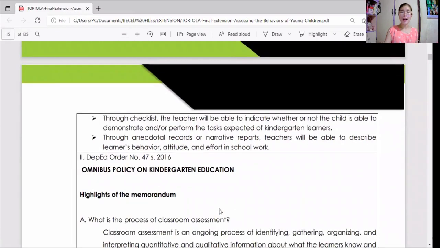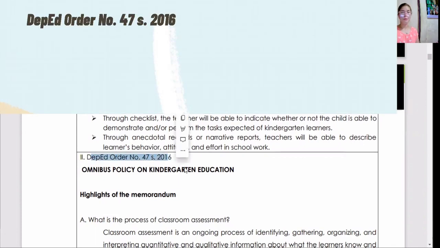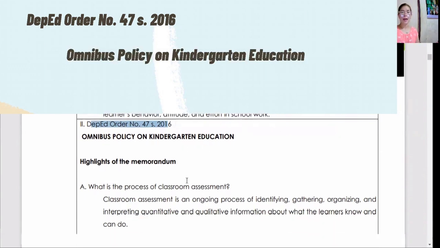Okay, let's have another guide or another guidelines for assessing young children. So another guidelines is DepEd Order number 47, series of 2016. This is also known as the Omnibus Policy on Kindergarten Education. I just wrote here the highlights. Now, if you want to see the details of the memorandum, you can always check this one. Just type DepEd Order number 47, series of 2016 in Google. I just put the highlights so that we will just focus on the assessment.